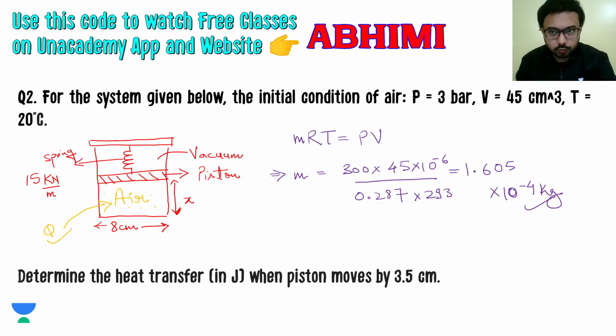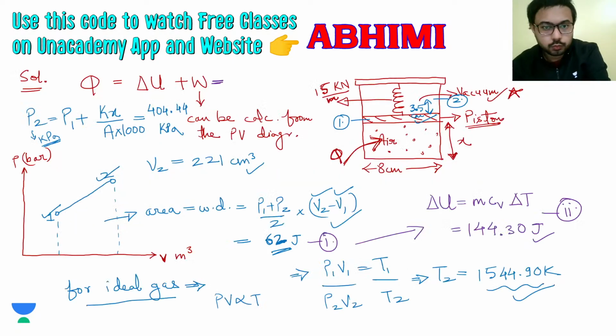3 bar, the volume is initially 45, temperature is this much. So again, that seems to be the correct one, and air it is given, so it will be 0.287, and pressure is also correct. So now let's calculate the temperature here, because that might be one of the factors that this answer is coming like this.